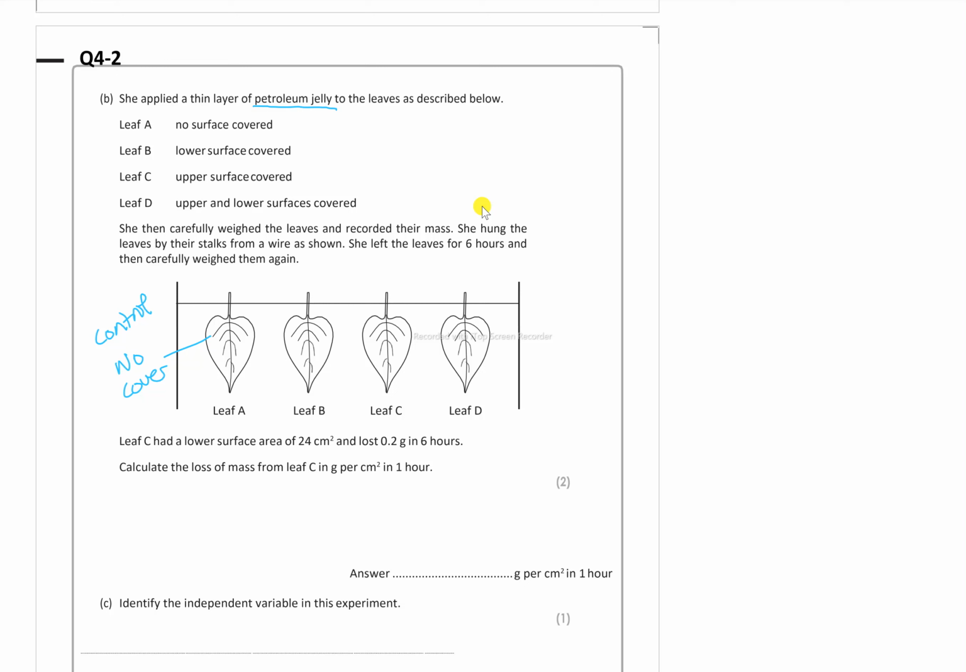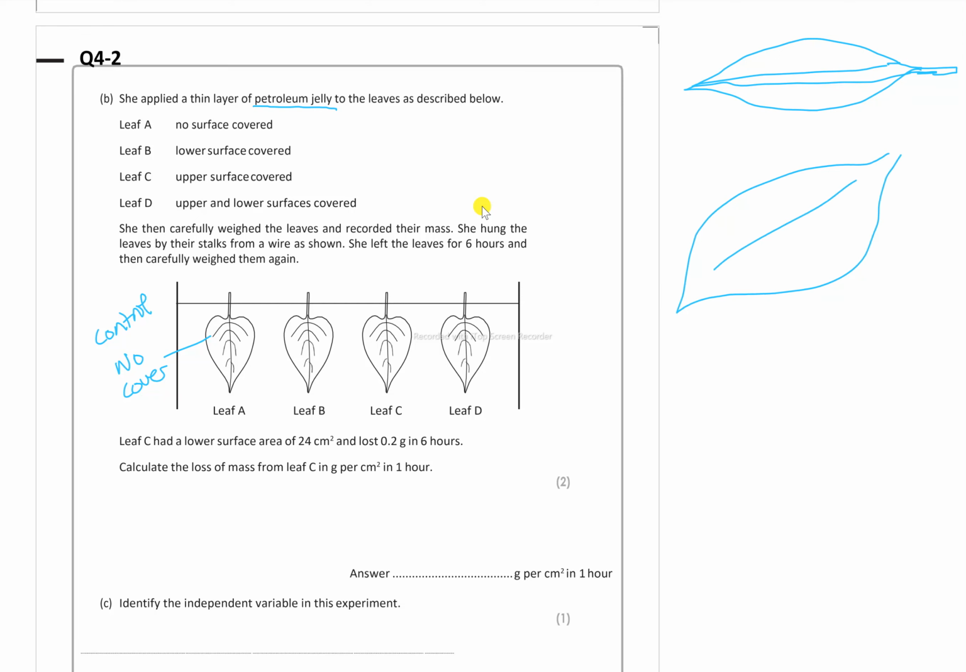Right. Surface B, the lower surface is covered. So look, this is the leaf. That's the stalk. Let me try it again. There's the leaf. That's the vein, and these are the branches.